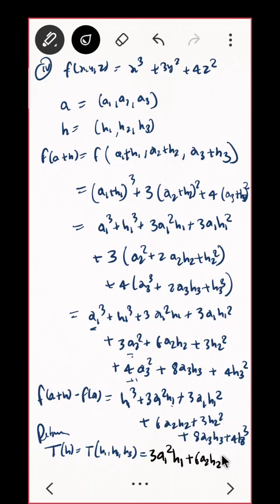What about this? It will be there. That is 8 e3 h3. Correct? And will this come? This is h3 cube, so this will not come either. So this is my linear transformation. Do you agree with me?